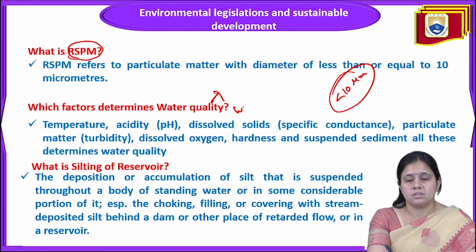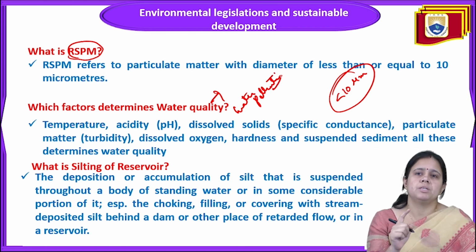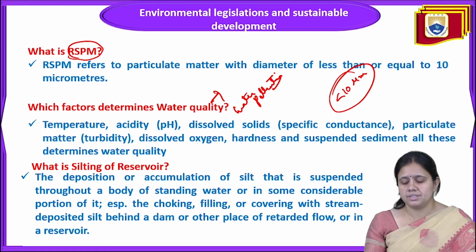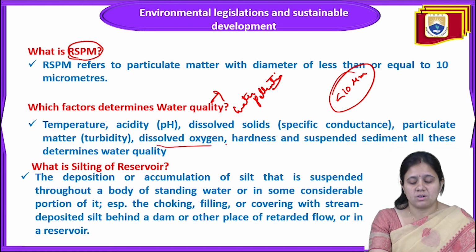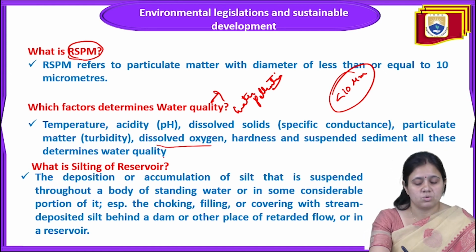And next, what are the main factors that determine water quality? This is related with the term water pollution, and it is a very important term: which factors determine the quality of water. The factors responsible for the quality of water are temperature, acidity, dissolved solids, particulate matter, dissolved oxygen, hardness and suspended sediments. All this determines the water quality.